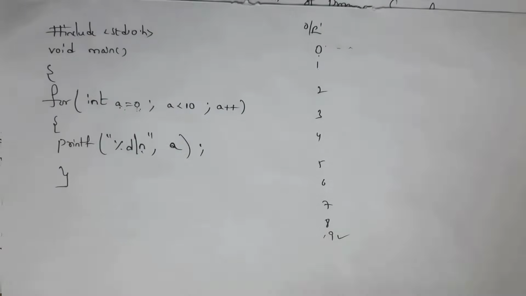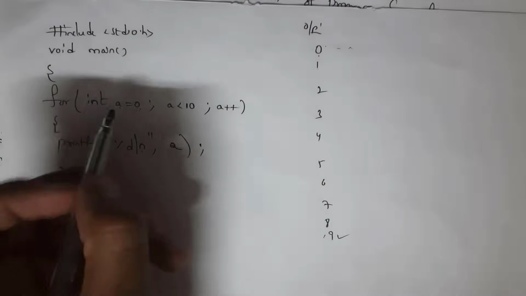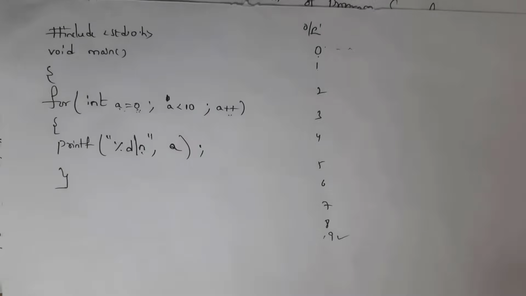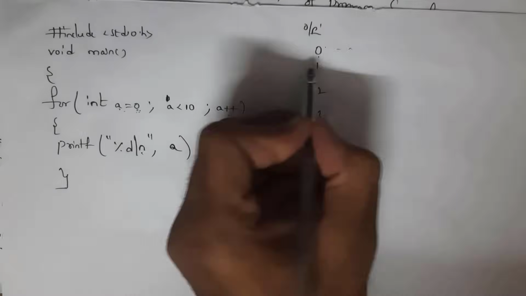The value is present in variable a, so I am giving here a, semicolon. Whenever you execute this program, at first it will take value 0. 0 is less than 10, so it will print value 0 and it will increment the value. After incrementing 0, I will get 1. 1 is less than 10. Condition is satisfied, so it will print 1 on the next line, and again it will increment the value to 2.